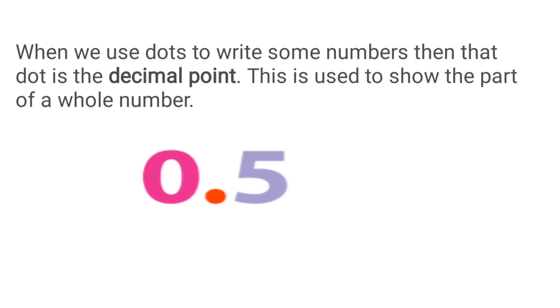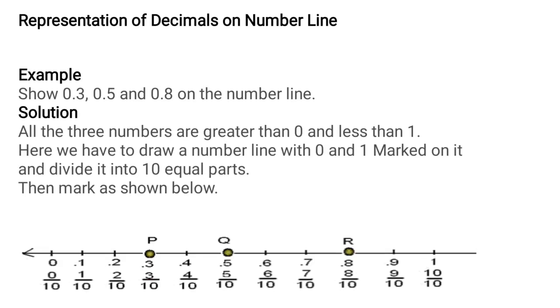Now, let us learn about how to represent decimals on number line. Decimals are represented on number line in the same way as we represent fractions, or say as we represented fractions in earlier classes. And so let us learn it with the help of an example of 0.3, 0.5 and 0.8.